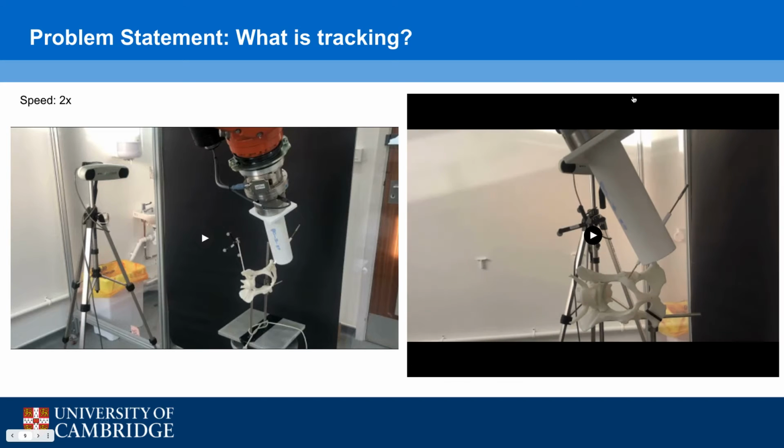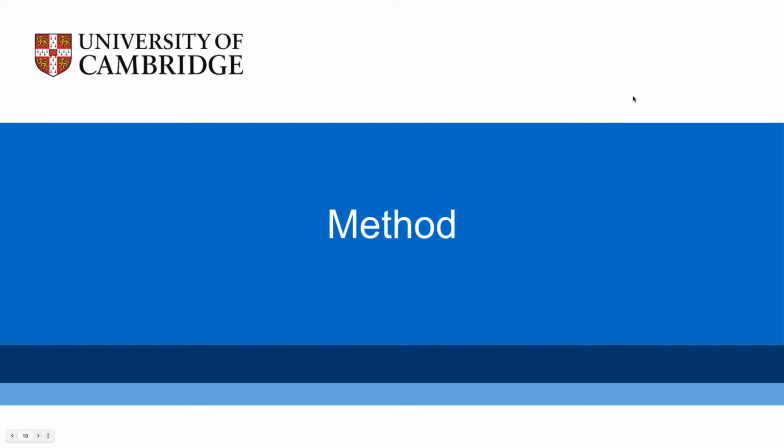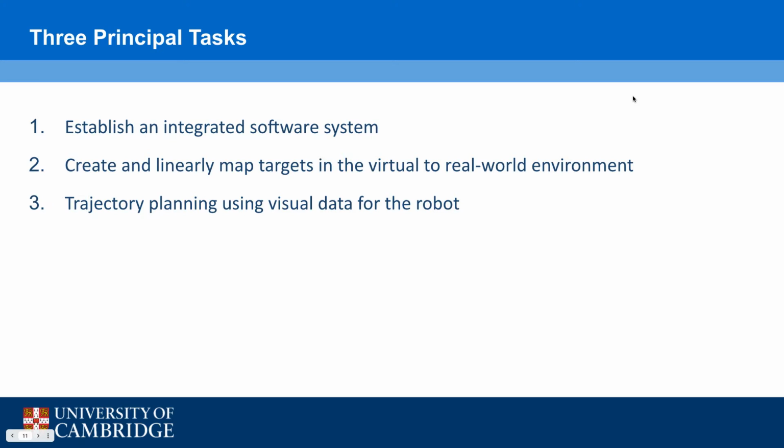Right. Okay, so how do we go about doing this? Well, we split up the method into 3 principal tasks. We firstly establish an integrated software system. We create and linearly map targets in a virtual to a real-world environment. And then we plan the trajectory using visual data.